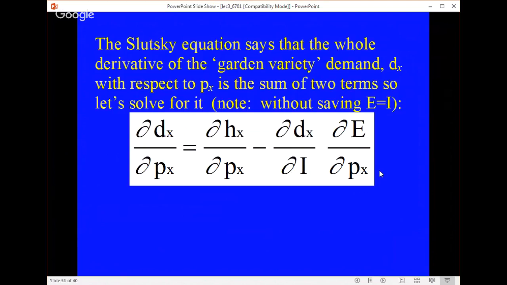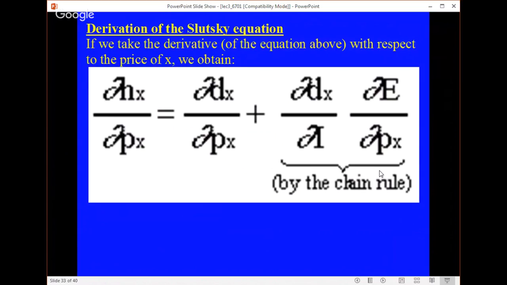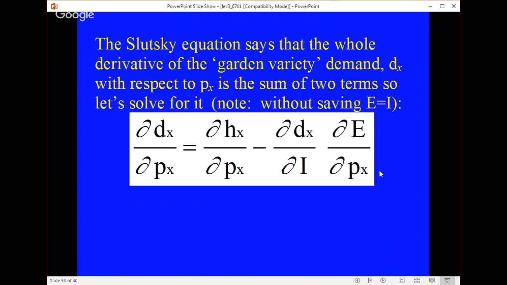Right? So now, what I want to do is solve for my Marshallian demand. So my Marshallian demand will give me my Hicksian demand, or the partial of h of x with respect to px, minus the partial of x with respect to I, times this partial of E with respect to px. And note, without savings, my expenditures and my income are the same.